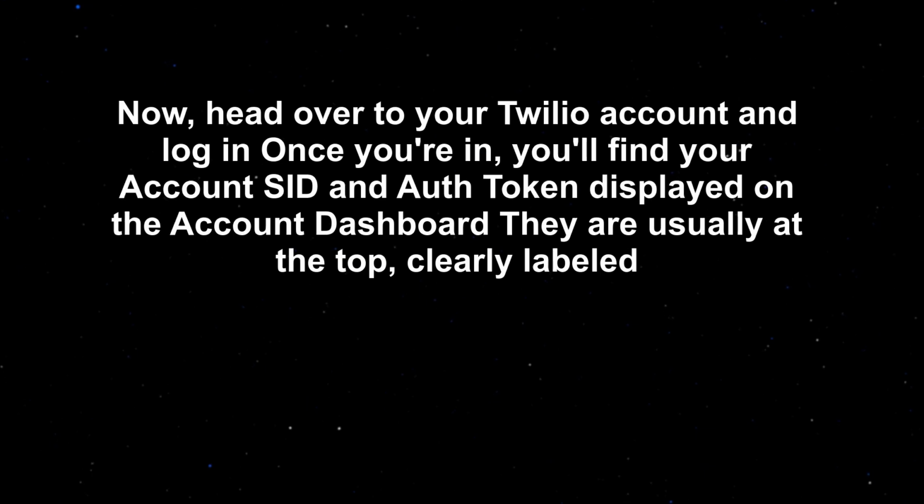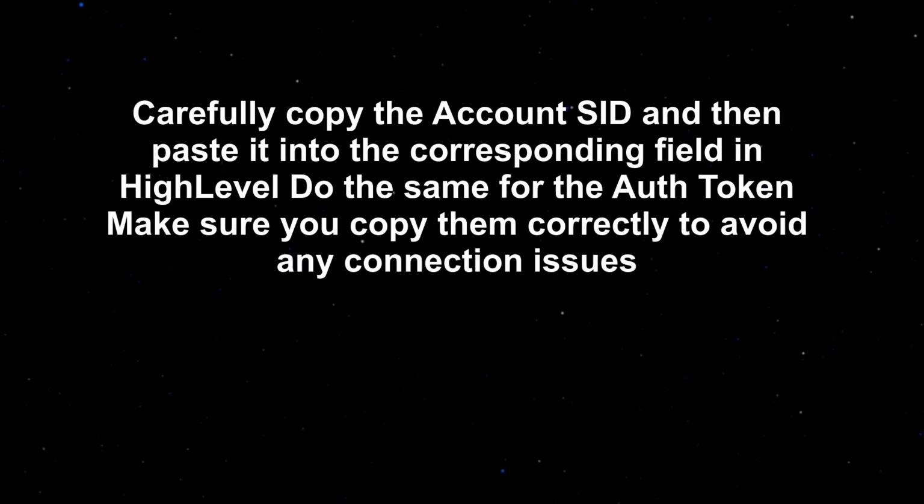Now, head over to your Twilio account and log in. Once you're in, you'll find your account SID and auth token displayed on the account dashboard. They are usually at the top, clearly labeled. Carefully copy the account SID and then paste it into the corresponding field in HighLevel. Do the same for the auth token. Make sure you copy them correctly to avoid any connection issues.